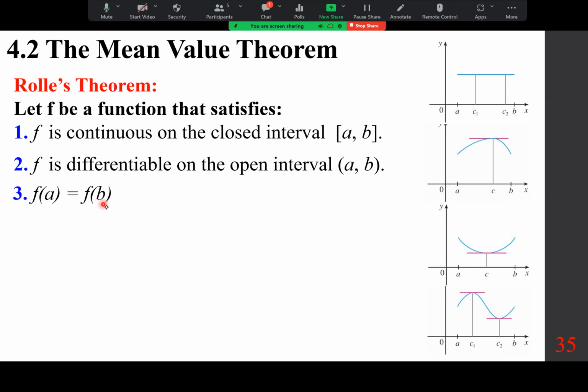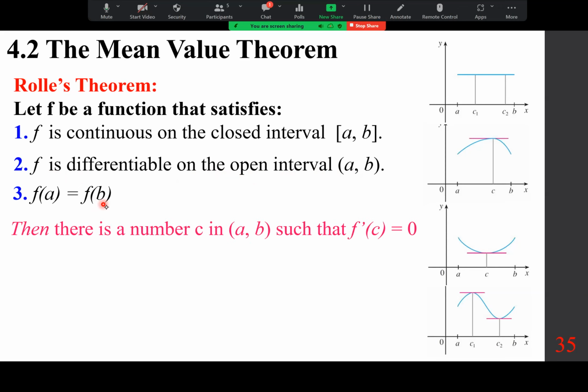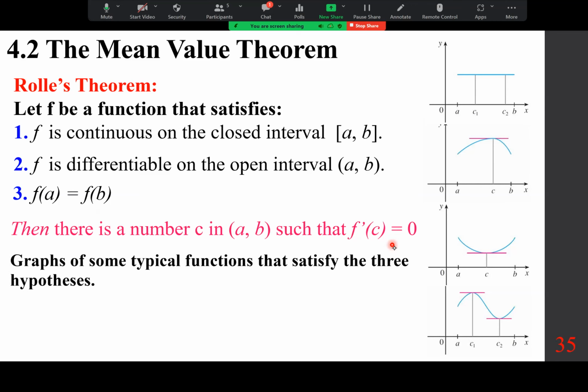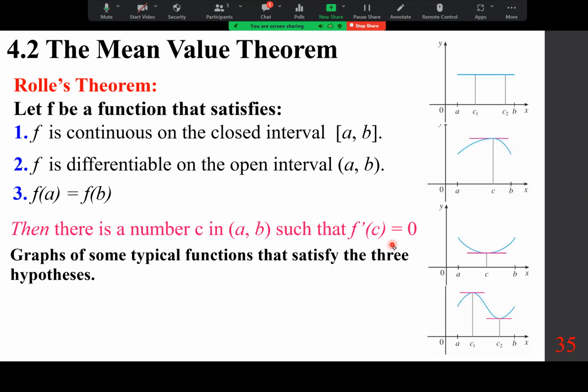If that is the case, there is a number in between, in the interval a to b, where its derivative is 0. That's called Rolle's theorem. And here are graphs of some typical functions that satisfy the three hypotheses. There are three hypotheses you have to check before you get there. If all of them work, then there must be a case like that.